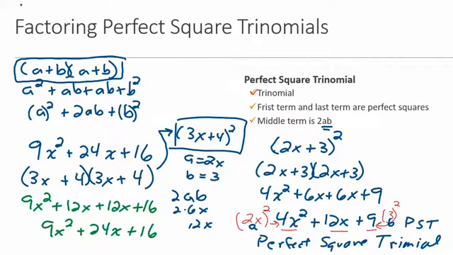Now I'm going to add one little caveat to this checklist over here. Our middle term could actually be positive 2ab or negative 2ab. Let's see what would happen if we made this middle term right here negative 2ab. What would we have to change in our factoring so that when we FOILed it out, we ended up with a negative 24 in the middle?